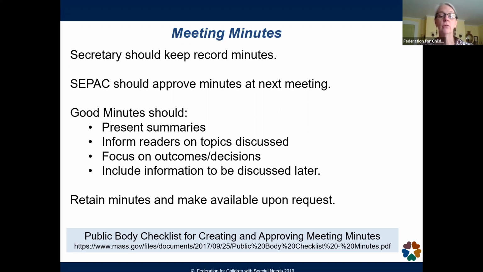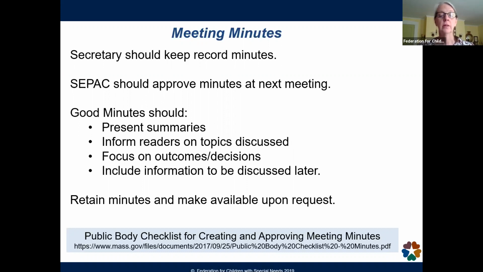And it also should include all information that might be discussed later, because we know some issues continue month after month and go on. And so this is a way for people to see how an issue is progressing or what information is being brought to the public body on an issue. Those minutes should be retained and made available to anyone upon request, but you are not required to, say, post them on a website or publish them in some formal record.